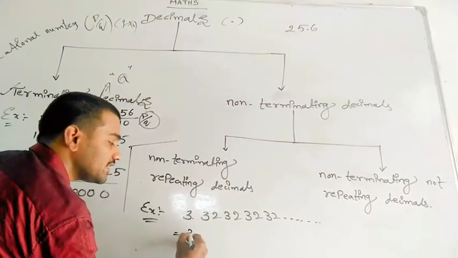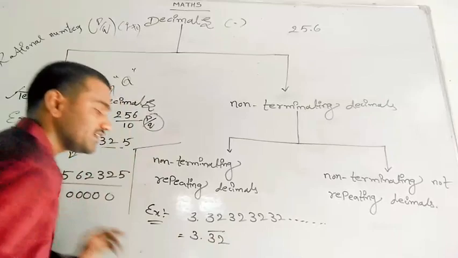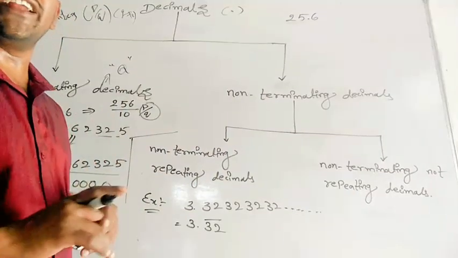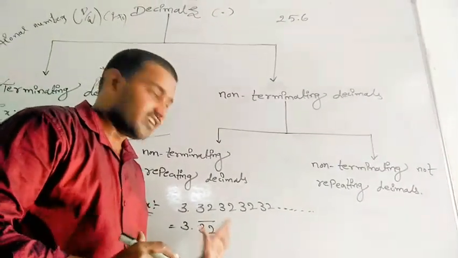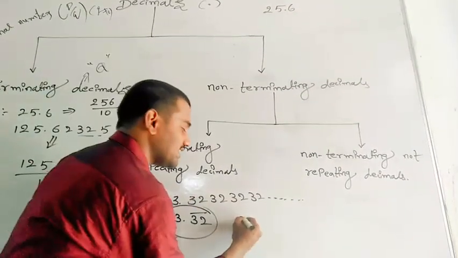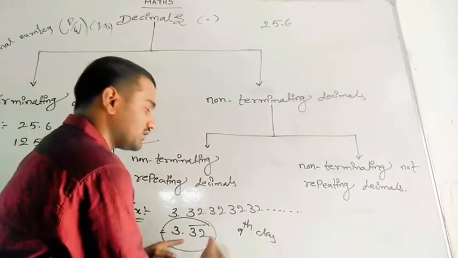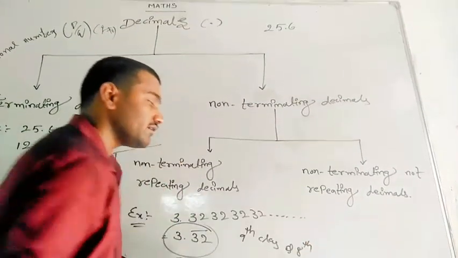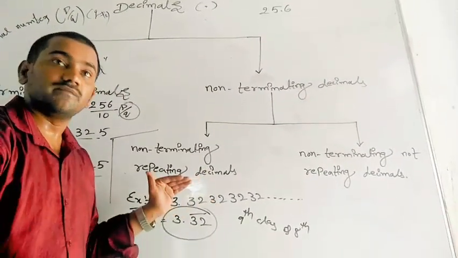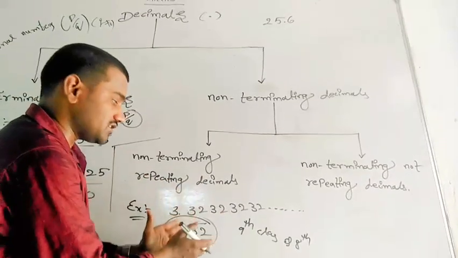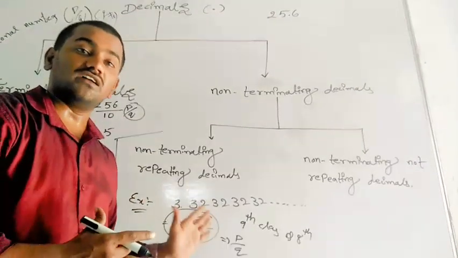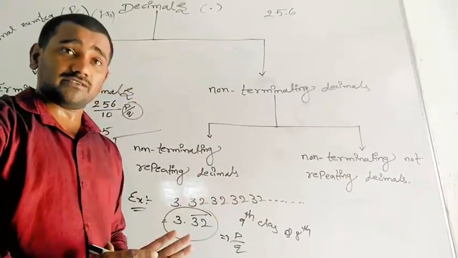This we can also write as 3.32 with a bar. This bar tells us these digits will repeat continuously an infinite number of times. These numbers we have learned in the 8th and 9th class: how to express non-terminating repeating decimal numbers in the form of p by q.